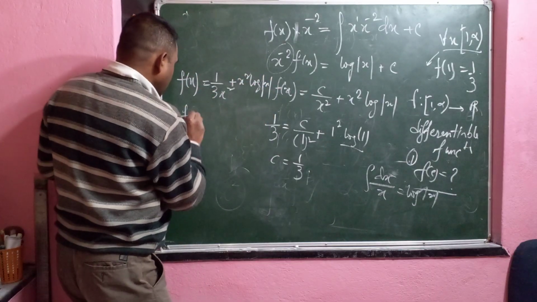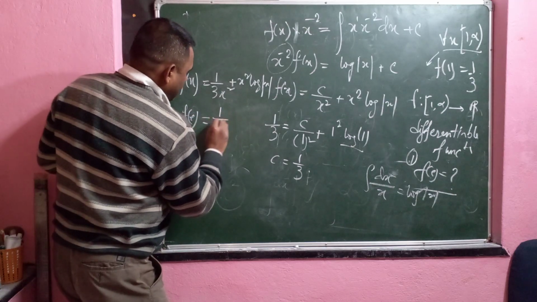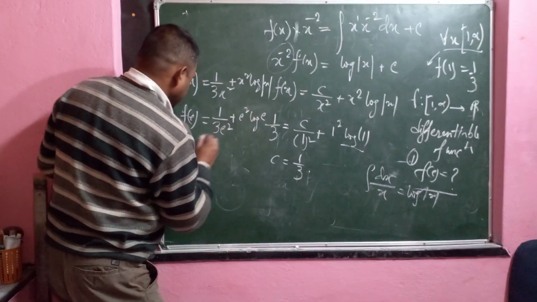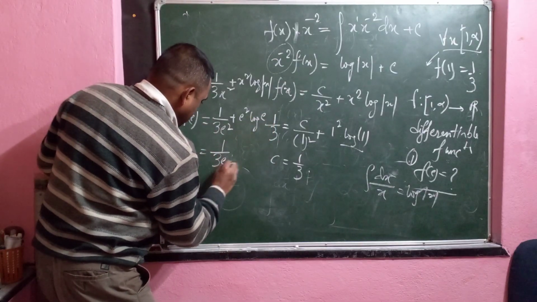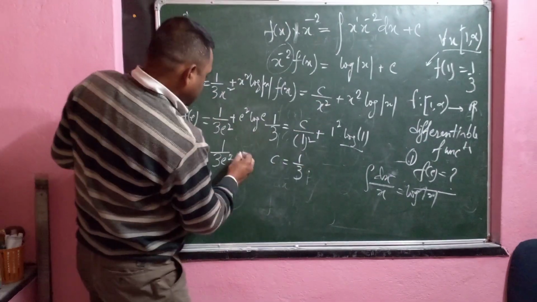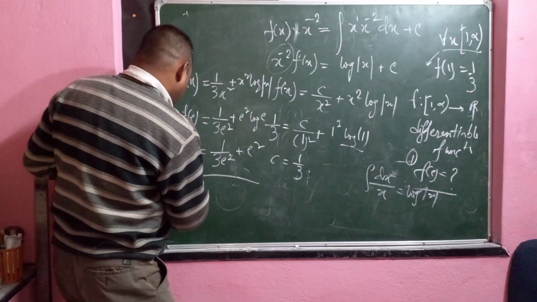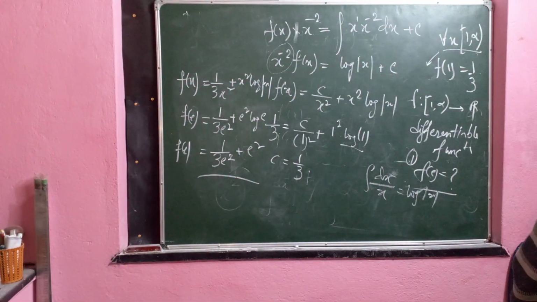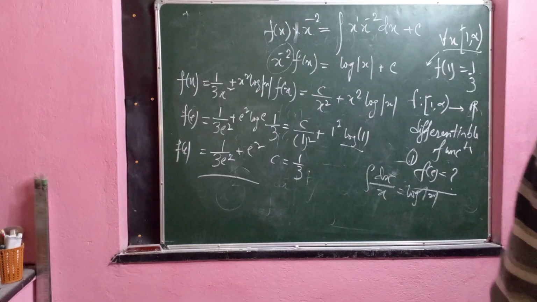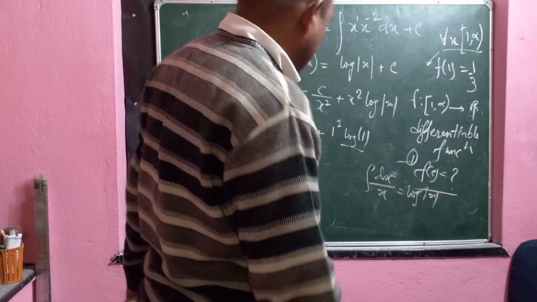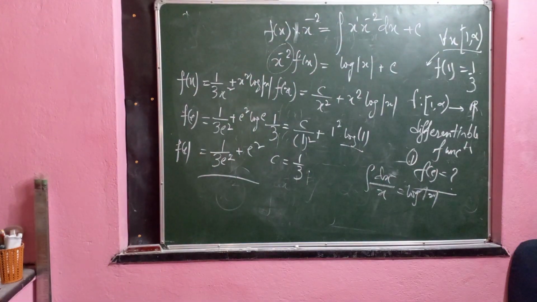Okay, now f(e) will be 1/3 e square plus e square log e. Log e is 1, so 1/3 e square plus e square. C is 1/3 and you will substitute e, so this will be our answer for f(e). Okay, I think check this, till then I'll find some other interesting question.